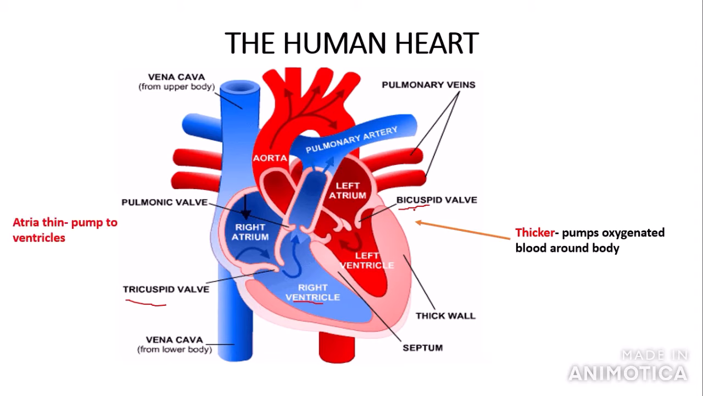So the atria and the ventricles are different in terms of their properties as well. The atria are much thinner than the ventricles. This is because the job of the atria is to only pump the blood to the ventricles. However, the job of the ventricles is to pump, well, in the right ventricle case, to the lungs, and in the left ventricle case, to the whole body.